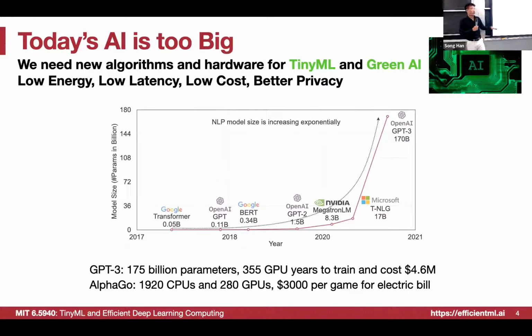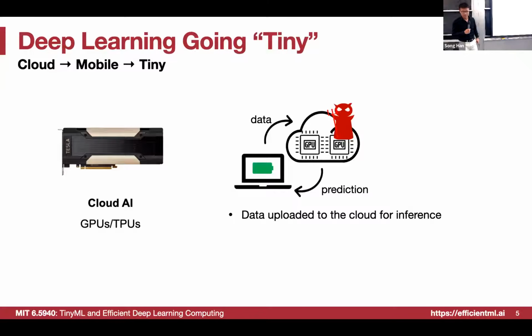So as we can see, with the years going on, the model size is growing exponentially. So we need new algorithms and hardware for TinyML and Green AI. The goal is to achieve low energy, low latency, low cost, and offer better privacy for the users, such that we can run the machine learning applications locally on our devices. So from the cloud to the edge, we no longer have to upload the private data so that it can better preserve the privacy.